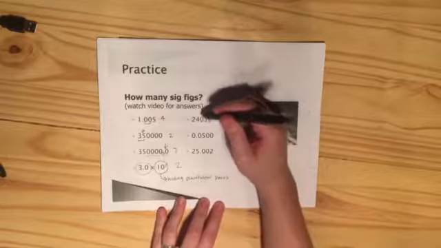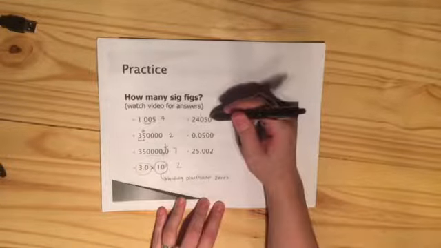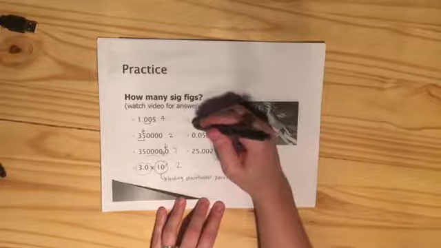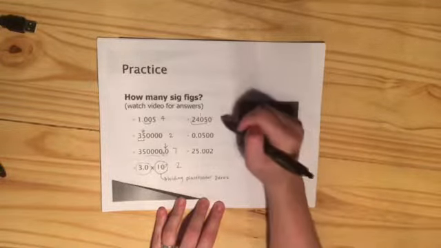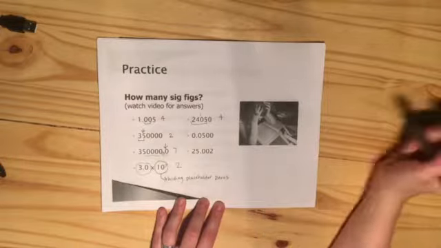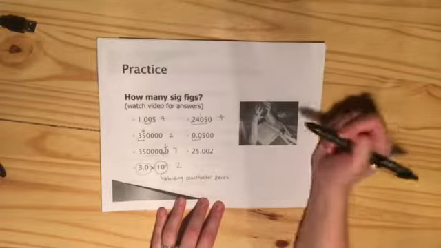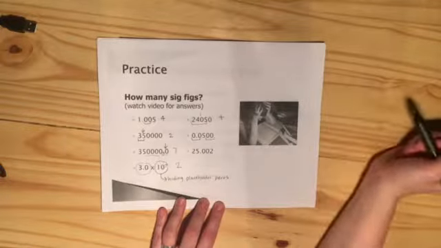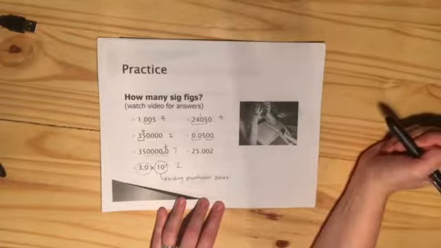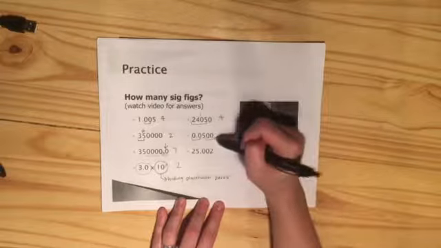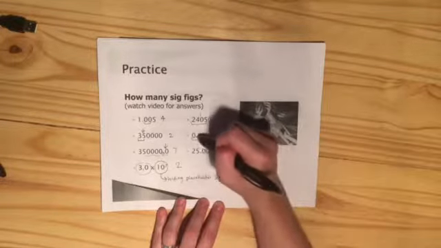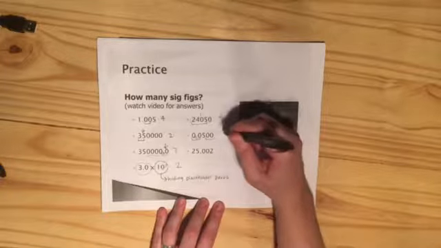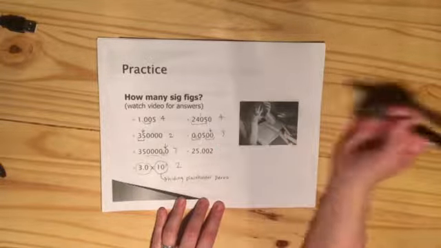Here we have a captive zero, and then we have a trailing zero with no decimal. So it's just these that are significant, so 4. Here we have leading zeros, trailing zeros. Leading zeros are never significant, even if there's a decimal, so those aren't significant. Trailing zeros are significant if there is a decimal, and so these are significant. It's 1, 2, 3. This is where your uncertainty lies.